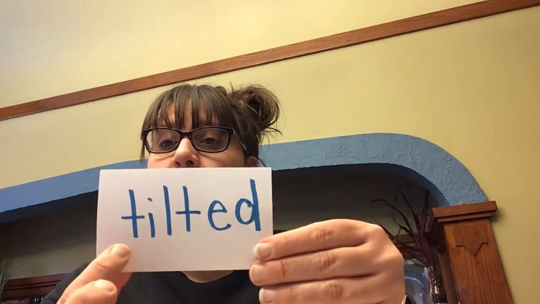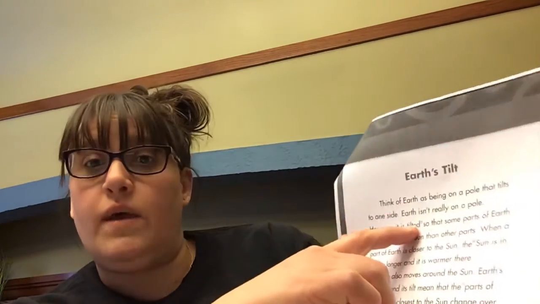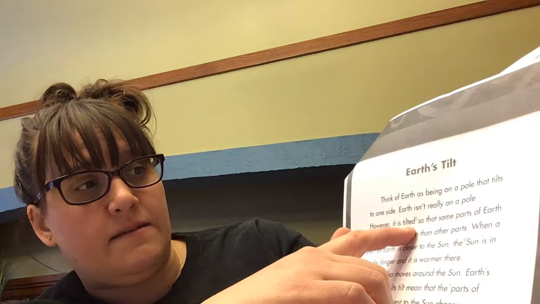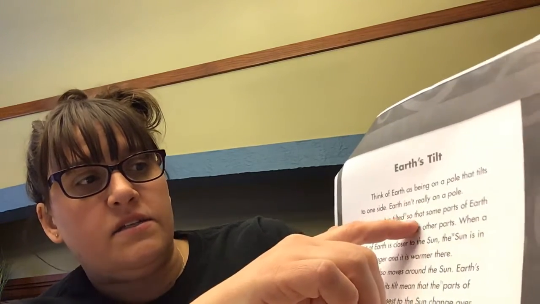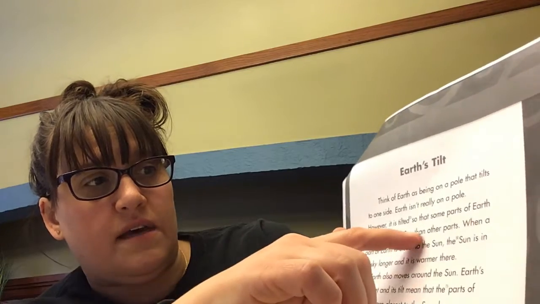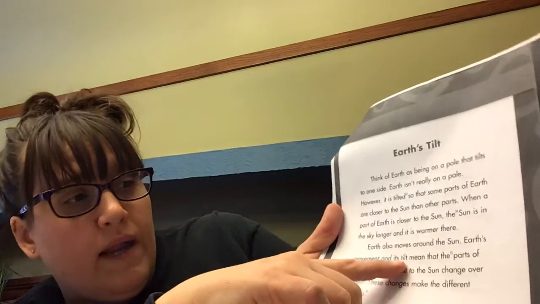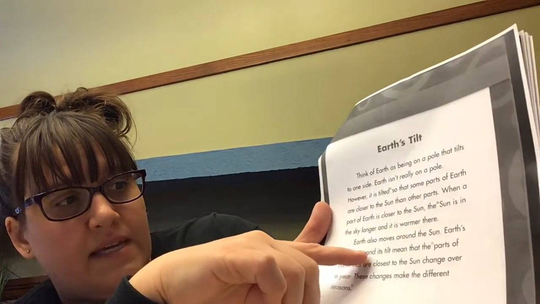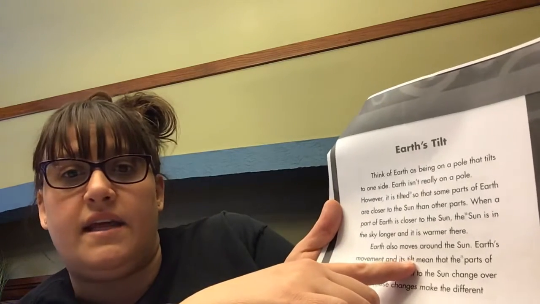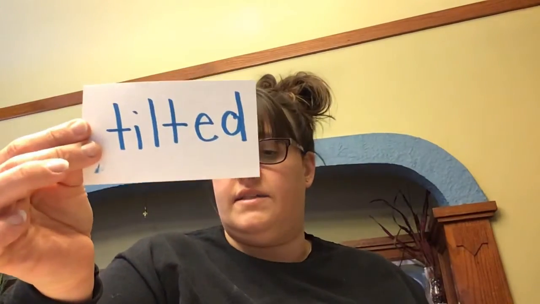So if I draw a line here between my two consonants, I get till, tilt. If I add on my ending, tilted. That sounds like a correct word to me. Let me look in my packet, see if I can locate that word in the sentence, and it says, however, it is tilted so that some parts of the earth are closer to the sun than other parts. I also noticed that this root word was farther down in my reading, right here in this sentence where it says Earth's movement and its tilt. Just doesn't have the ending ED on it. So this word is tilted.